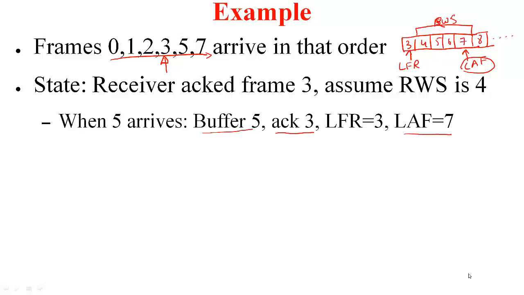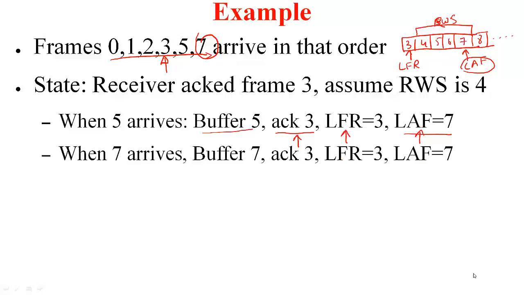So now if frame 7 were to arrive, what would you ACK? What will your LFR be and what will your LAF be? That's right, you buffer frame 7 also because it is within the window, and you still send ACK 3 because there is still a hole in frame 4, and thereby LFR stays the same, LAF also stays the same. Now suppose the sender were to retransmit frame 4 on a timeout and frame 4 arrives after this. So now we have frame 4 coming. Now what will your ACK be? What will your LFR be? And what will your LAF be?